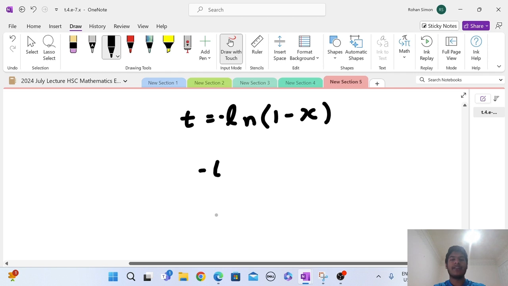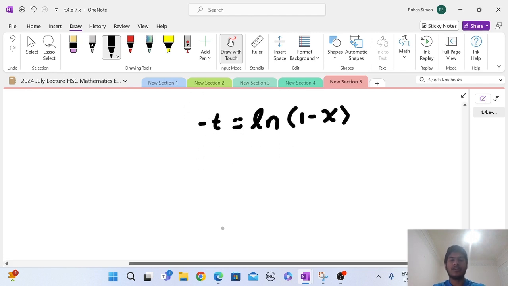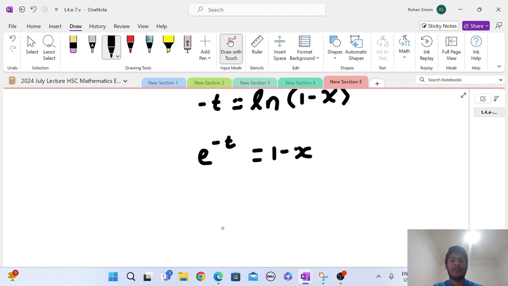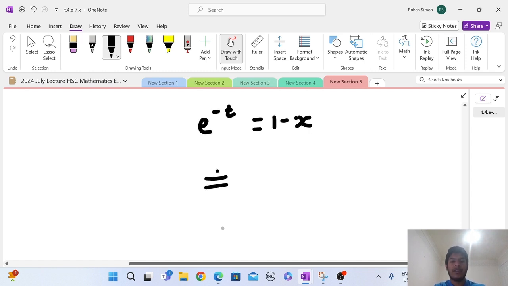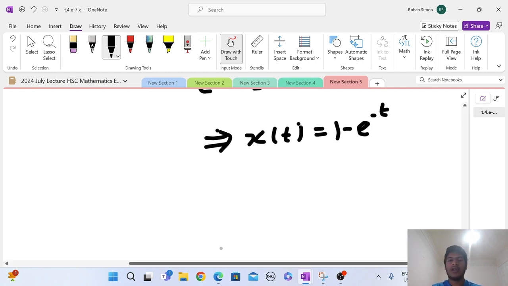So if we do that, we get minus t equals ln of 1 minus x. And we take the exponential of both sides, or exponentiate both sides, is a better way of saying it. e to the minus t is 1 minus x. And so if we swap the x and the e to the minus t, we end up with x as a function of time is equal to 1 minus e to the minus t. And so we're done. So we've come up with an expression for position as a function of time.